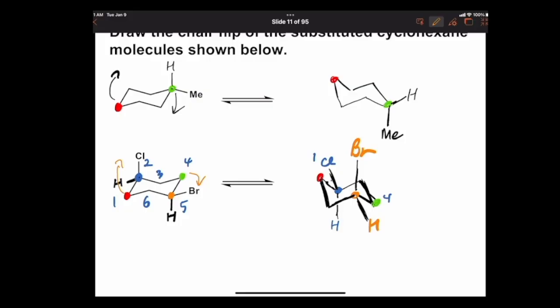Identify the centers that have to be substituted. Draw in the correct axial equatorial pieces. If it was axial, it becomes equatorial. If it was equatorial, it becomes axial. Yeah, questions? Bring them. What looks wrong? What is bugging you about this drawing?